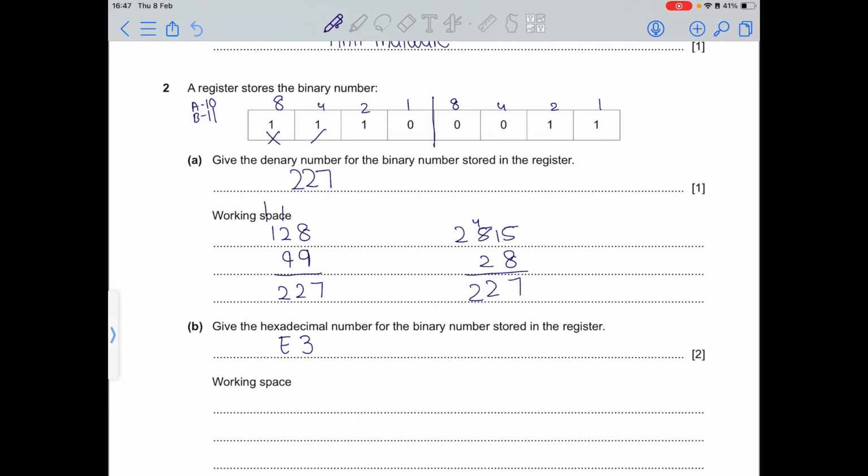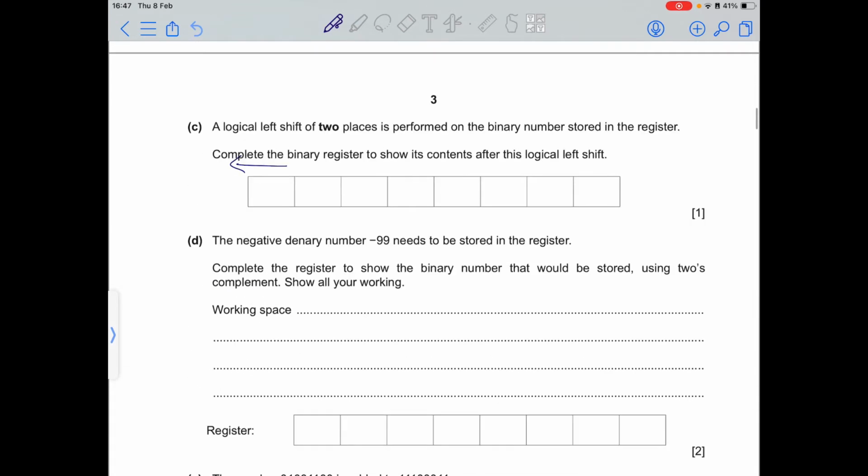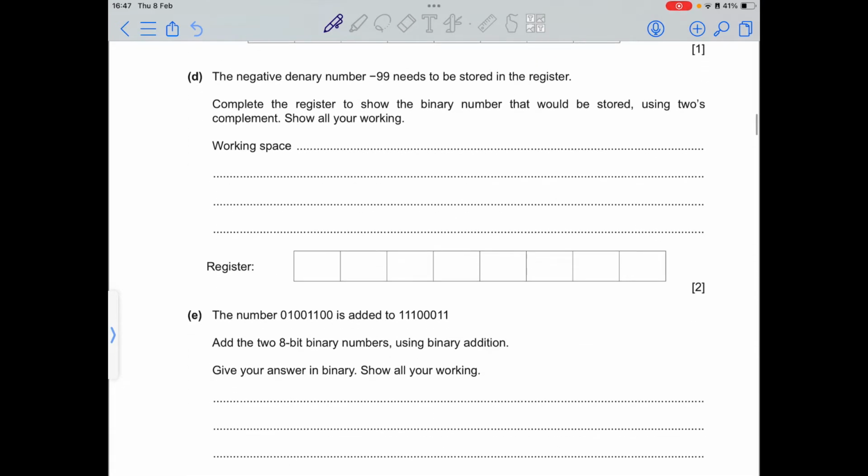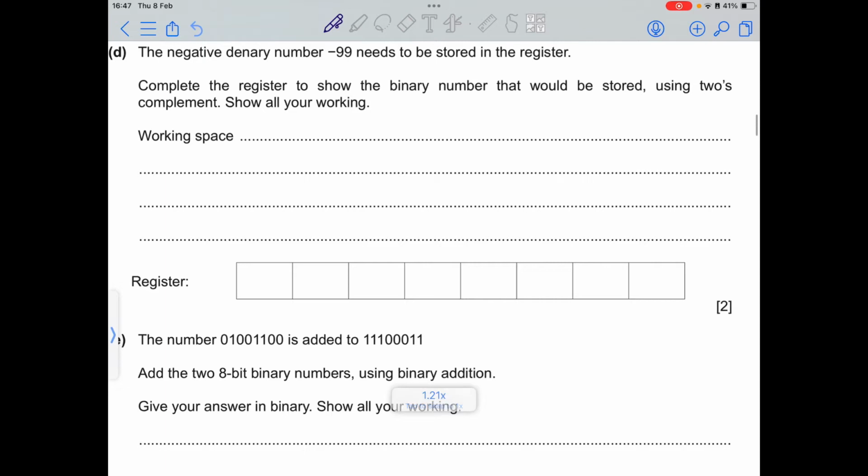Once you shift it towards the left, you would basically lose 2 places. So you would lose this and you would lose this. That would be 1, 3 zeros, 1, 1, then 0 and 0, because any remaining columns that you have empty, just fill them with zeros. Then complete the register to show how you can store the number negative 99.